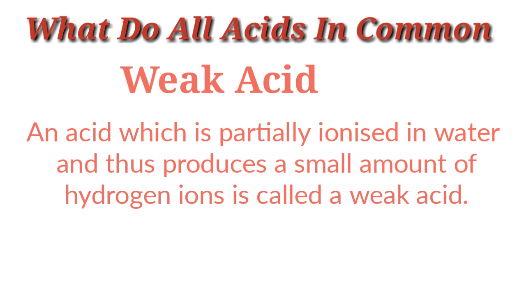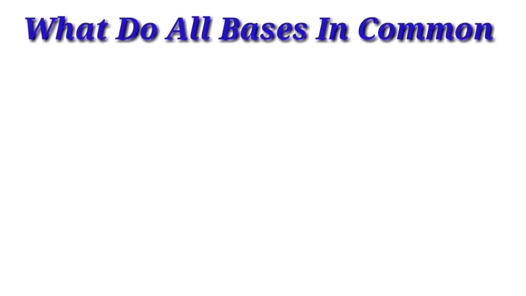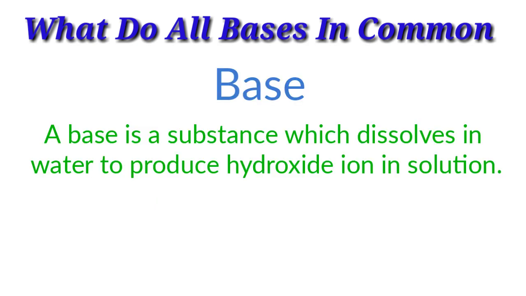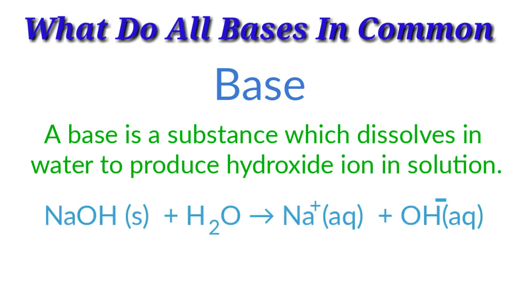We have seen that acids give H3O+ ions or H+ aqueous ions in water. Let us see what happens when a base is dissolved in water. When a base is dissolved in water, it always produces hydroxide ion, that is OH- ion. Thus, a base is a substance which dissolves in water to produce hydroxide ions in solution. For example, sodium hydroxide is a base because it dissolves in water to produce hydroxide ion. NaOH in water gives Na+ aqueous plus OH- aqueous.